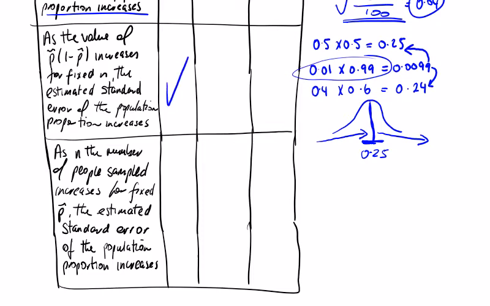As it increases, this increases, but once it starts decreasing, which is not what we're after, as this increases, the estimated standard error also increases. So that's definitely true all the time. And for the last part here, as n increases, the estimated standard error increases. Well, we know that's the opposite. As n increases, the standard error decreases. The bigger the sample size, the more accurate we are, so the error will decrease. So that's never true.